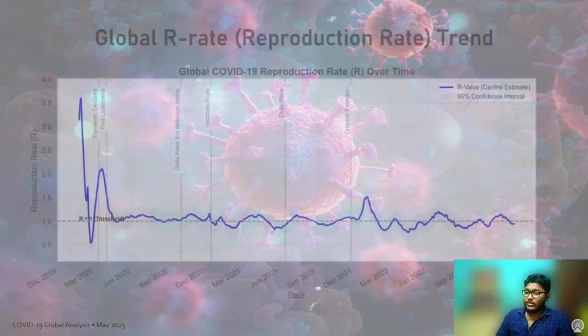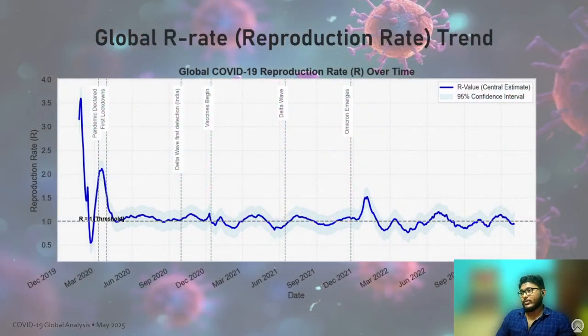Now, we will reconfirm that when we look at the global R rate, the reproduction rate trend. Now, an R rate above 1 means the virus is spreading. As we can see, this is the R rate 1 threshold. It means if the R rate is below that, it's contracting. If it's above that, over here, then it's spreading.